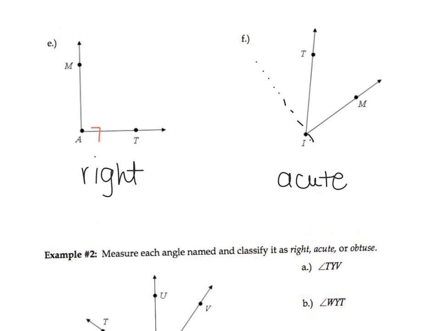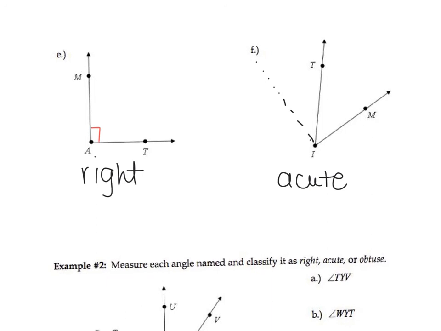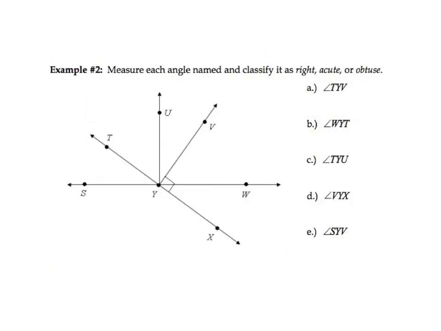In our last example, we want to take a look at our image, and for each angle listed, again, if you have a protractor, go ahead and measure it, but we're just going to classify it as right, acute, or obtuse. So the first angle we want to look at is angle TYV.